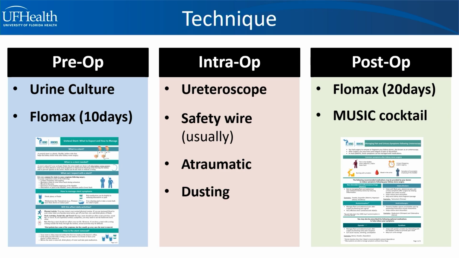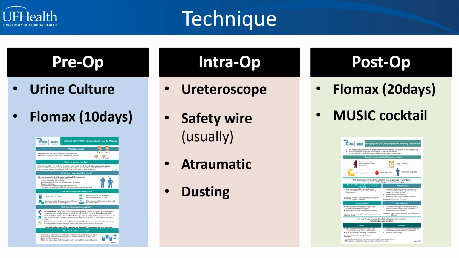And so here's my technique. We've been doing this for quite some time, for a little over 3 years now, and knock on wood, things have been going quite well. So preoperatively, I get a urine culture on everybody. I write everybody, if they're not already on an alpha blocker, for Flomax for 30 days, and I instruct them to start it 10 days prior to the procedure. I give them the MUSIC information about stents and about ureteroscopy, and I discuss with them.